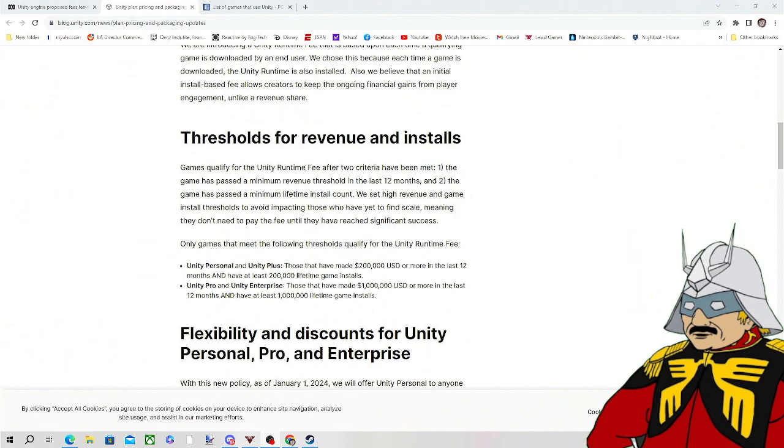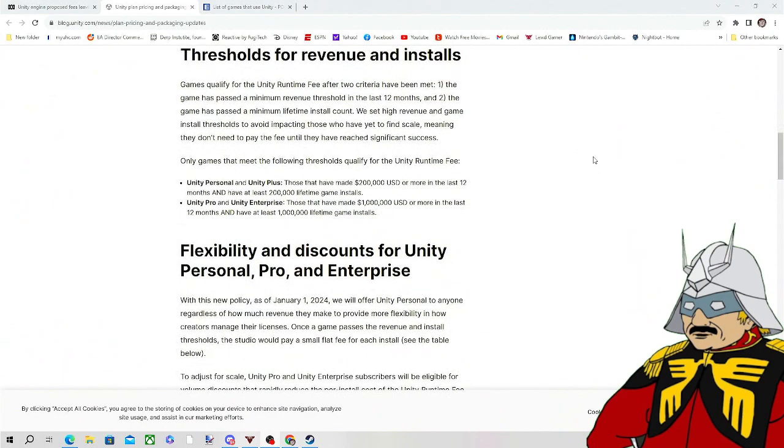Games qualify for the Unity runtime fee after two criteria have been met. One, the game has passed the minimum revenue threshold within the last 12 months. And two, the game has passed the minimum lifetime install count. We set a high revenue and install threshold to avoid impact on those who are finding scale, meaning they don't need to pay a fee until they have reached significant success. Only games that meet the following thresholds qualify for the Unity fee, which according to them, they say for Unity Personal and Unity Plus.